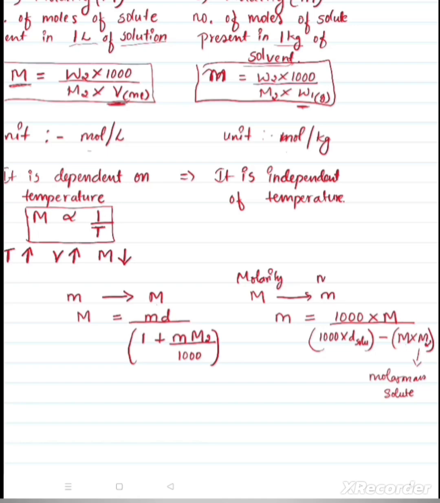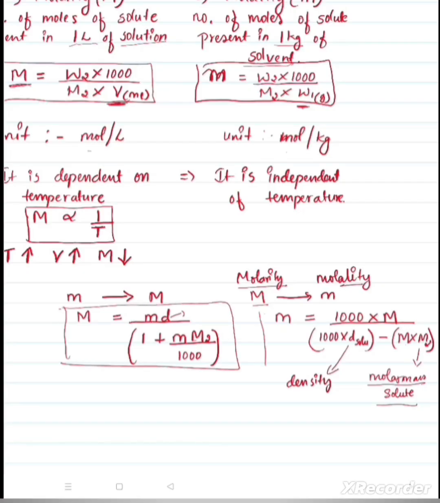Small m means molality. D means density. Here also D means density. Small m means molality, capital M is molarity. M2 is the molar mass of solute. Understood? These two relations you should remember. They may ask you. Got it?